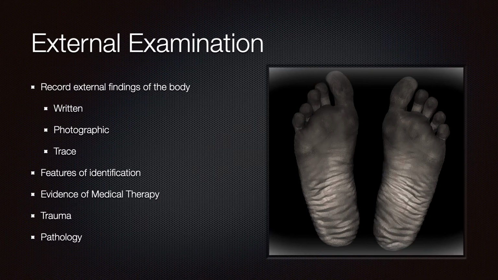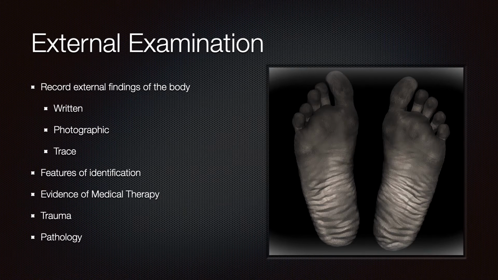Next would be recording any evidence of trauma that you would see, any bruising, any cuts, any scrapes, any obvious broken bones in forensic cases. And then last is any pathology that you would see on the exterior, such as usual findings would be something like a skin lesion or an obvious mass or a lump somewhere on the body.